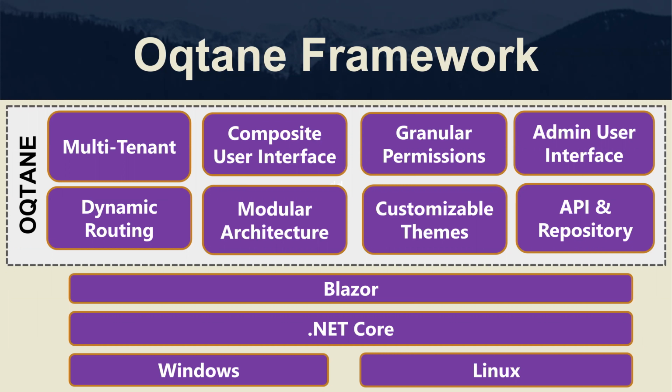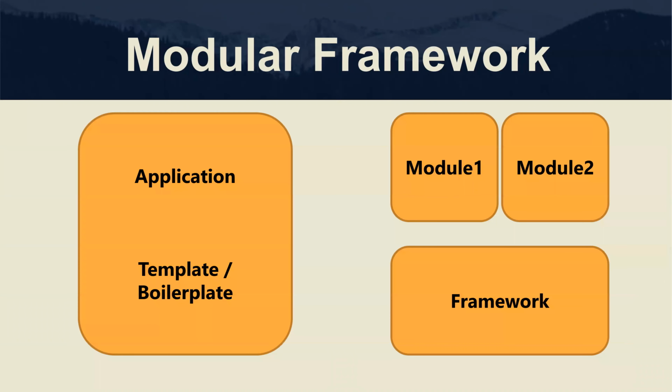multi-tenancy, dynamic routing, a composite user interface capability, modular architecture, granular permissions, customizable themes, a robust admin user interface, as well as a headless API and repository. And we're going to get into the details of what these mean in a moment. First of all, let's talk a little bit about what I mean by a modular framework.